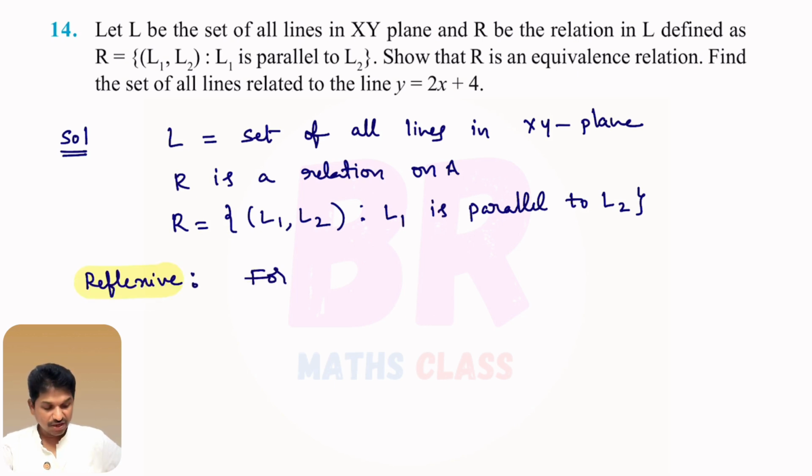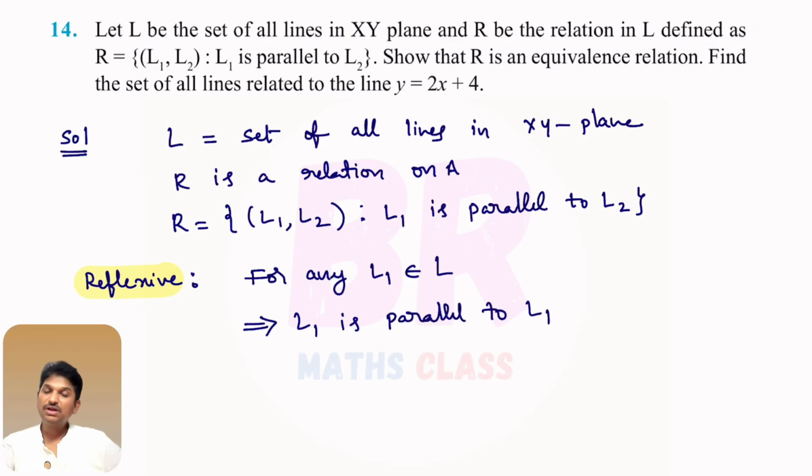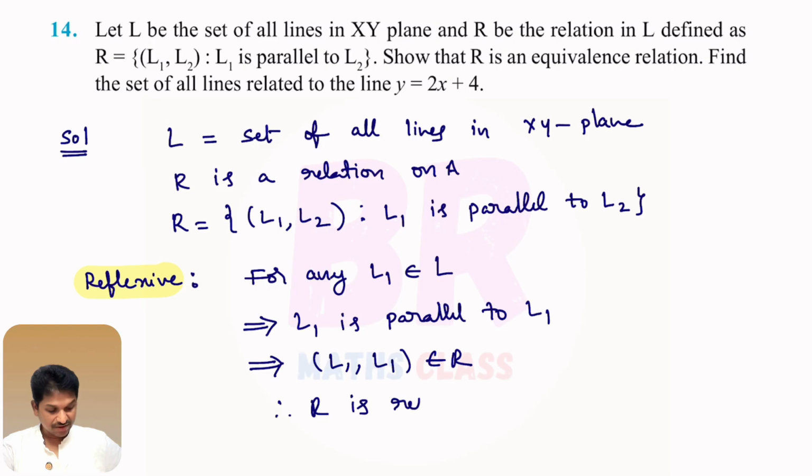For any L1 belongs to L, where L is the set of all lines, I take one line and name it L1. Is L1 parallel to L1? We can say that every line is parallel to itself, right? So L1 is parallel to L1, which means (L1, L1) belongs to R. From this, we can say that R is reflexive. We'll name this equation 1.